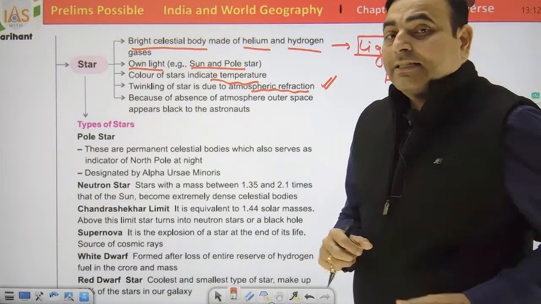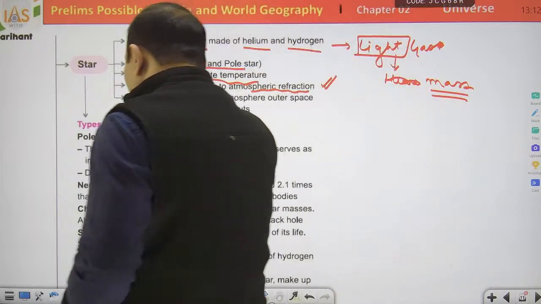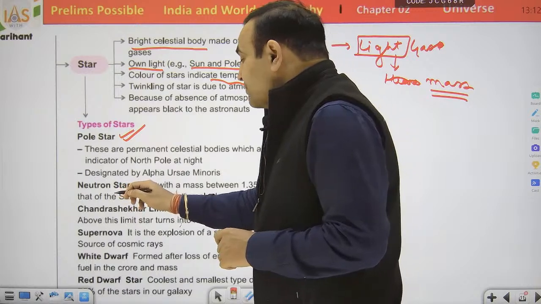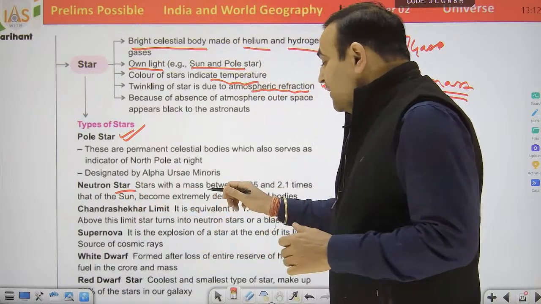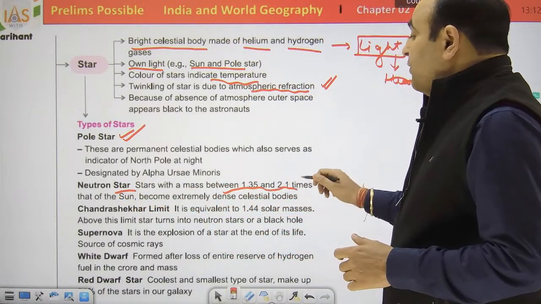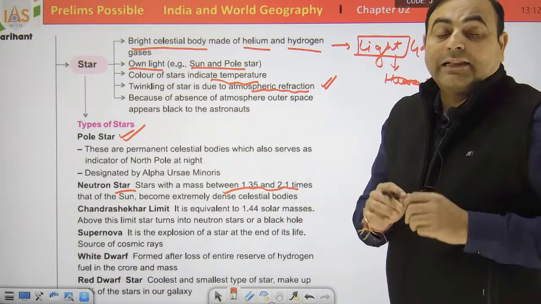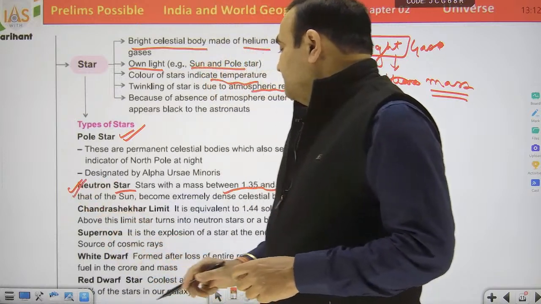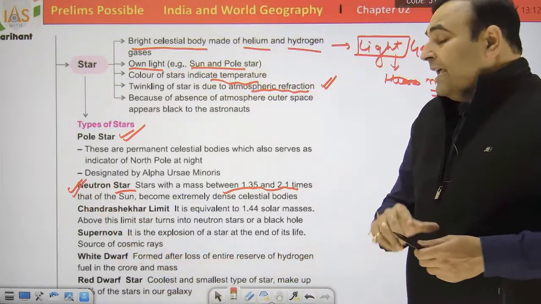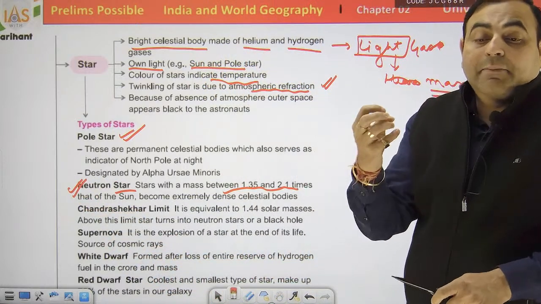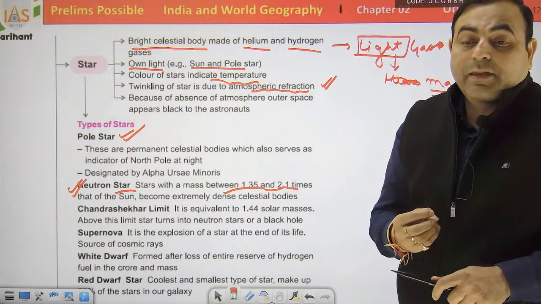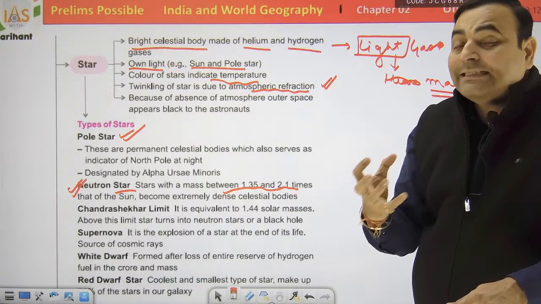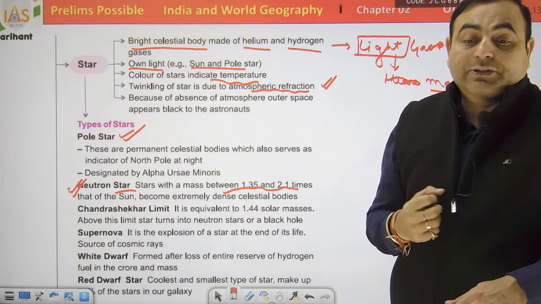Some of the constellations are pole stars. They are neutron stars with a mass between 1.35 and 2.1 times that of the sun. They are known as neutron stars. Neutron stars are heavier than the mass of the sun. It is heavier because the density of neutrons is very high.